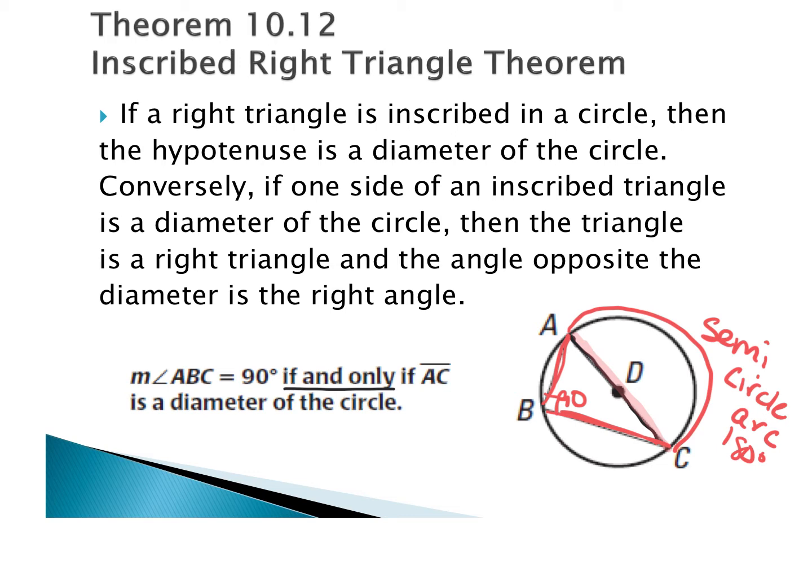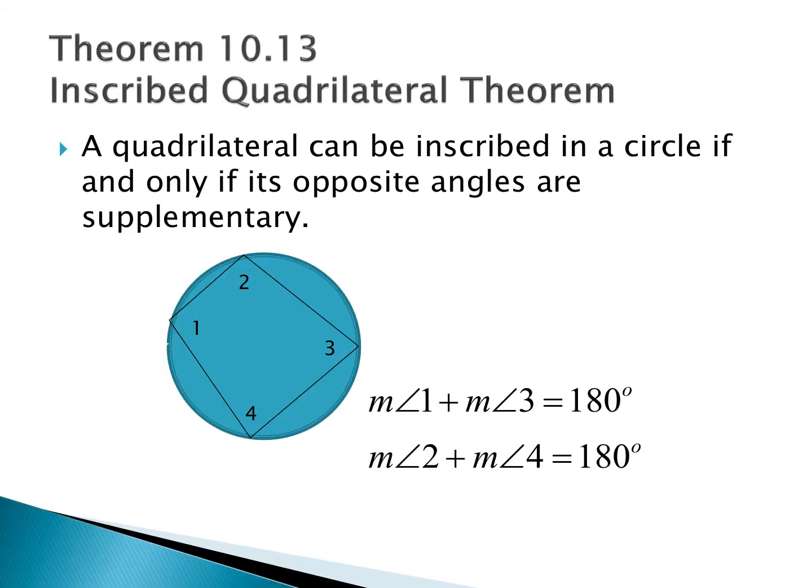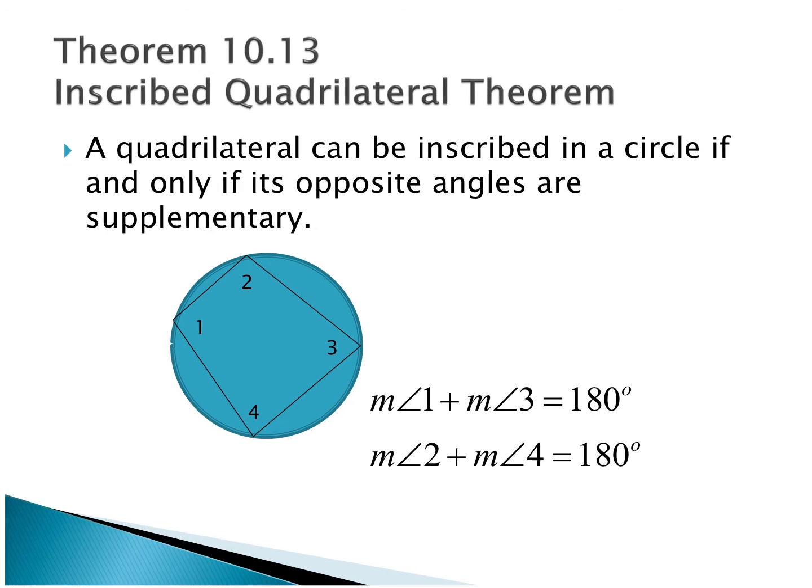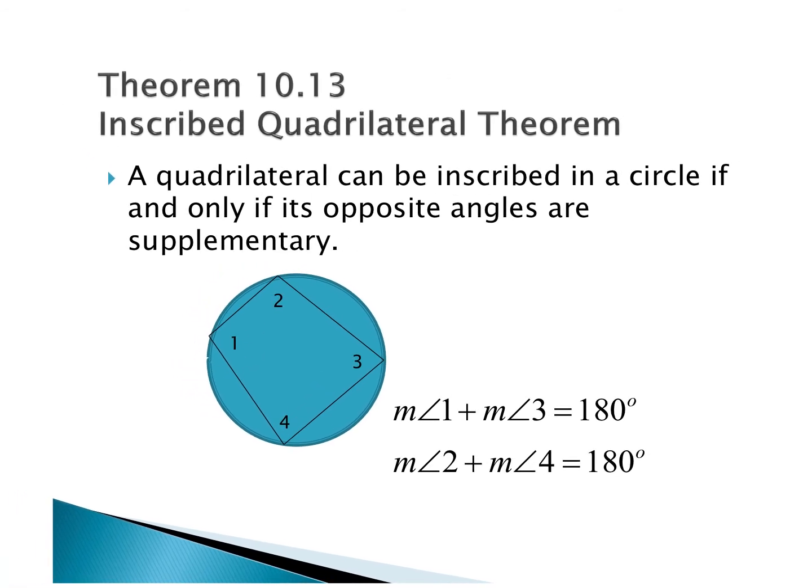Next, another theorem. This is going to be the inscribed quadrilateral theorem. What this one states is a quadrilateral can be inscribed in a circle if and only if its opposite angles are supplementary. So they would show that angle 1 plus angle 3, these opposite guys, when you add them, they have to be 180. Same thing here. When you add angle 2 to angle 4, they need to be supplements. That's how you can tell if this quadrilateral could be inscribed in a circle.